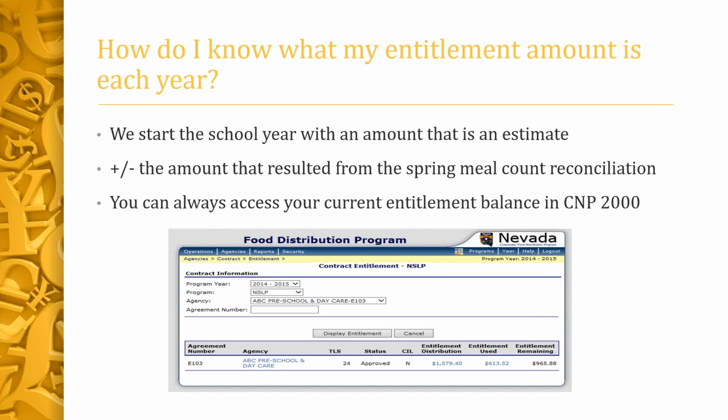Okay, we often get the question, how do I know what my entitlement amount is each year? Again, we start the school year with an amount that's an estimate. There's an adjustment once those meal counts are finalized, but you can always access your current entitlement balance in CNP 2000. We've shared a little screenshot here that shows what each of you see on this contract entitlement screen, and it shows your agency name, your entitlement that you started with, the amount you've used, and then your entitlement balance that's remaining. So if you're ever wondering what that dollar amount is, you can always access that information in CNP.